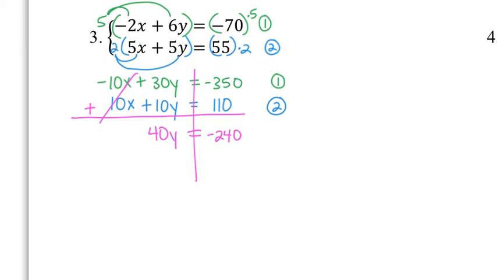If you don't know that, use a calculator. And now we've got our easy equation to finish solving. So we're going to divide each side by 40, and we get, use that calculator, y is equal to negative 6.